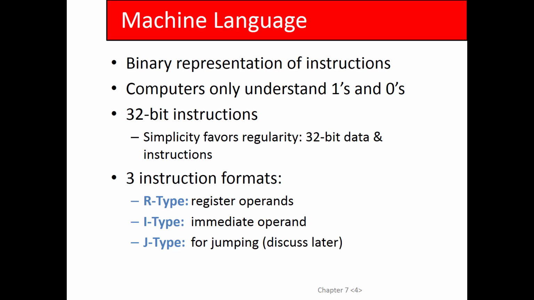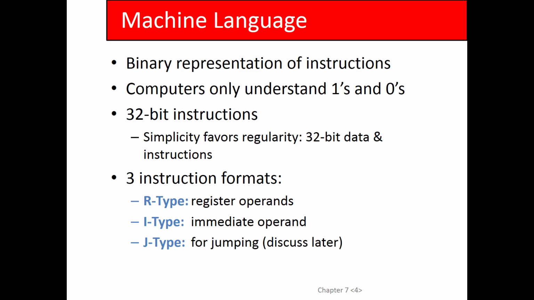So MIPS has three instruction types. There's R type, I type, and J type. This is a little confusing too because the instruction type refers to two things. It refers to the encoding. It's the way that you take the assembly language instruction and you convert it to machine code using a format, right? That's the instruction format, right?